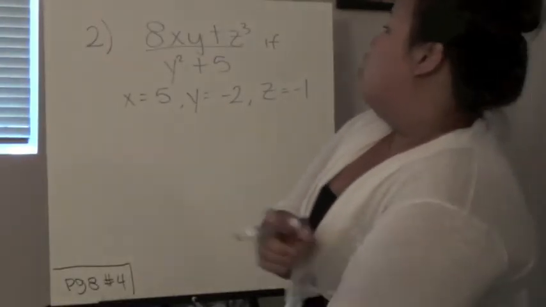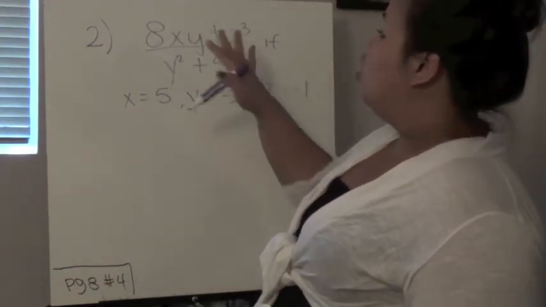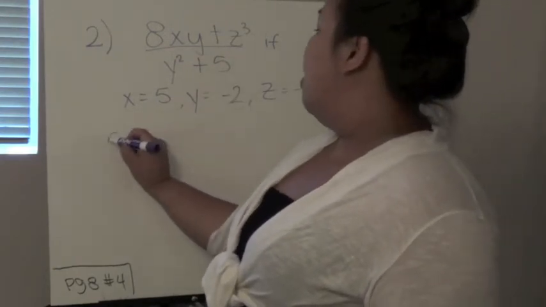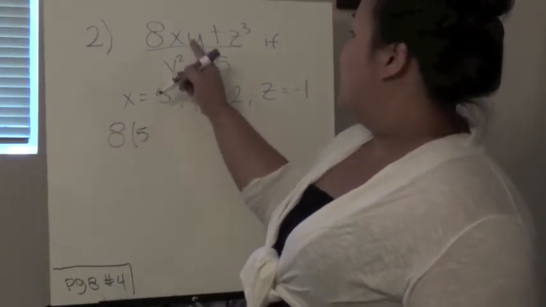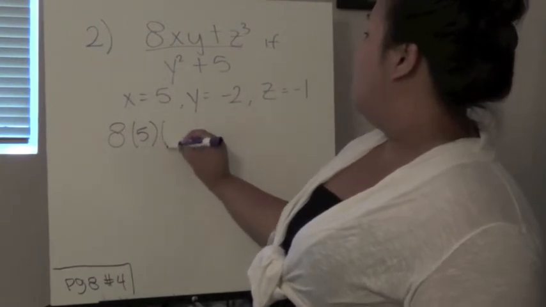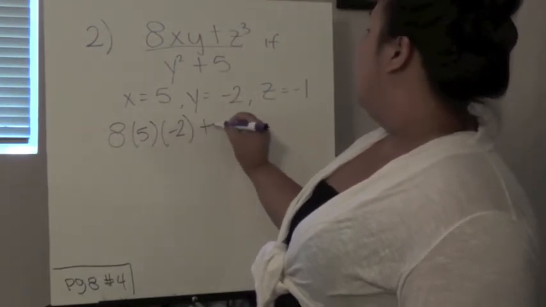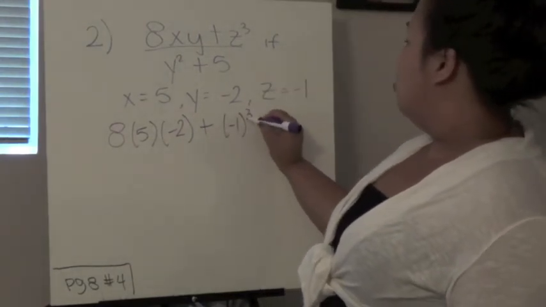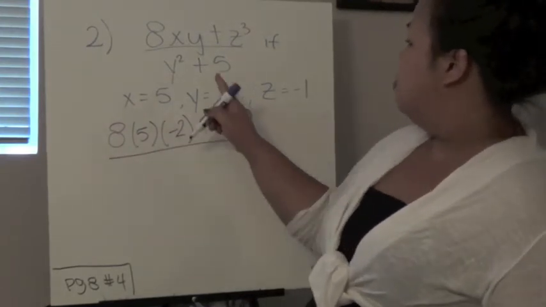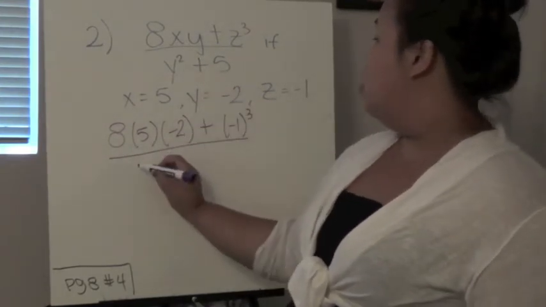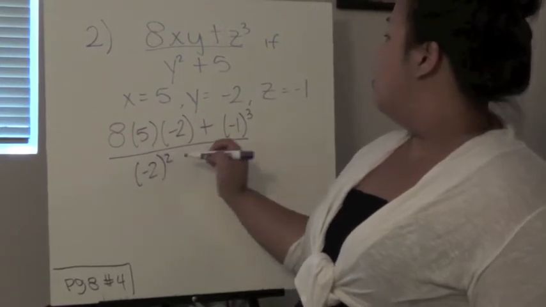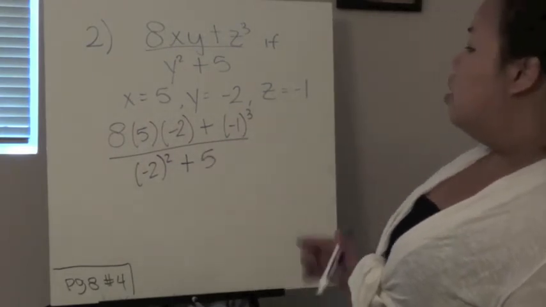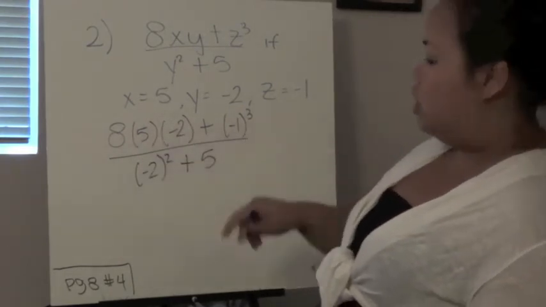Okay, so basically we would put this in parentheses and divide it. So you treat the top as one parentheses and the bottom. So we're going to go ahead and fill it in. So we have 8, which is times x, it's 5, times y, plus z cubed. So negative 1 cubed all over y squared, which is negative 2 squared, plus 5. Okay? So let's start here. Okay, let's solve the top.